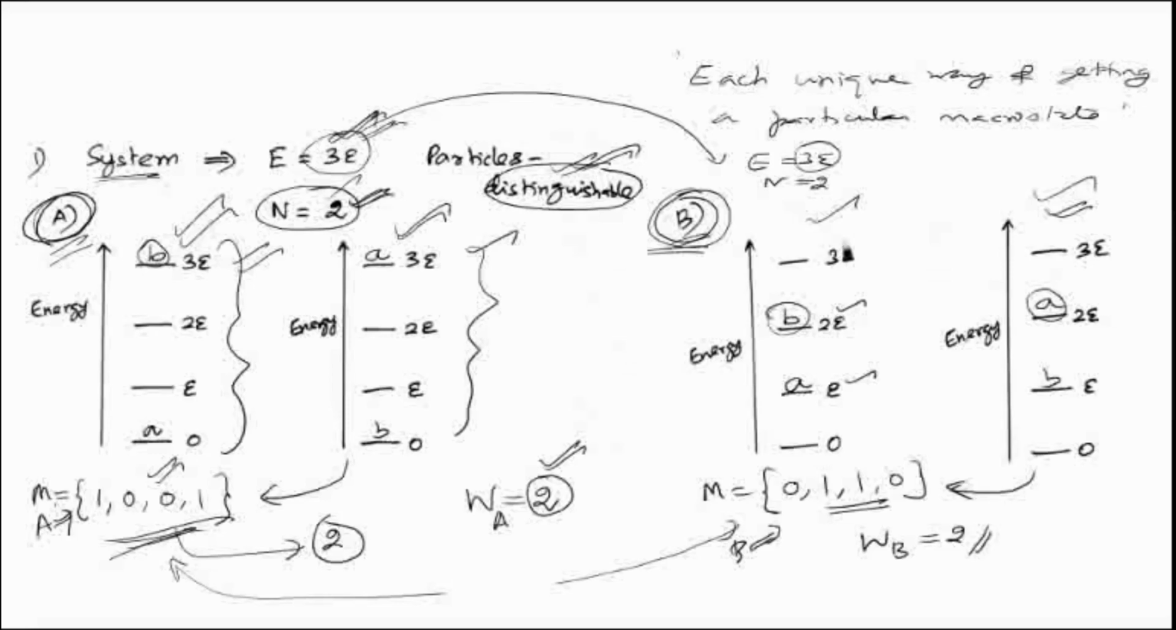Students, observe carefully. If I am a little fast, please tell me and I'll slow down. We have a system where the total number of particles is 2, the total energy is 3, and the particles are distinguishable. For this, we have two possible macrostates, macrostate A and macrostate B. For both macrostates the number of microstates is the same: 2 for A and 2 for B. Since both have the same number of microstates, they are equally probable.